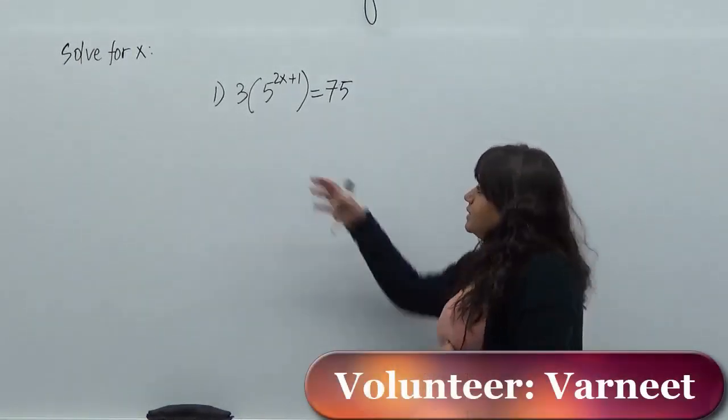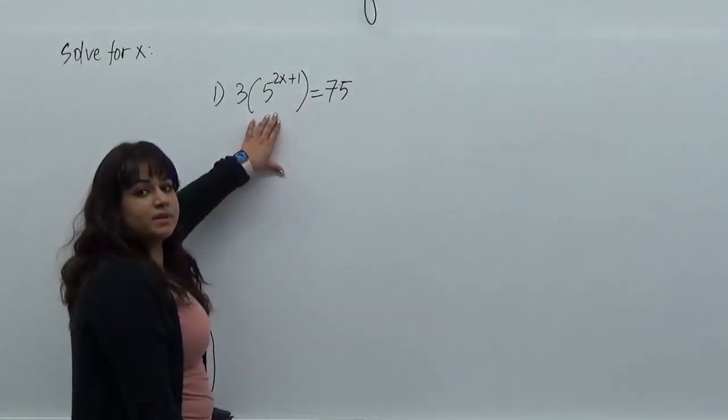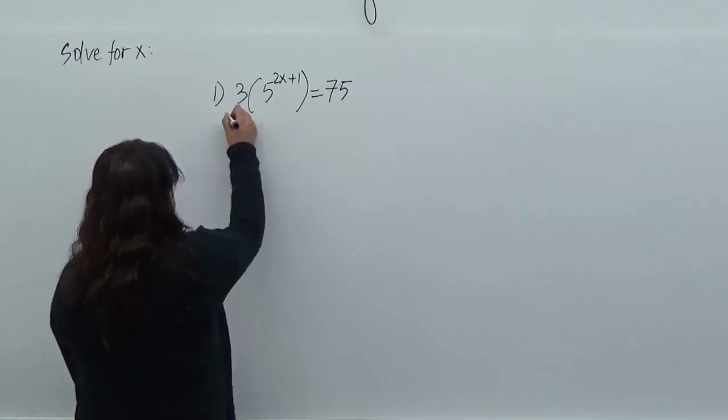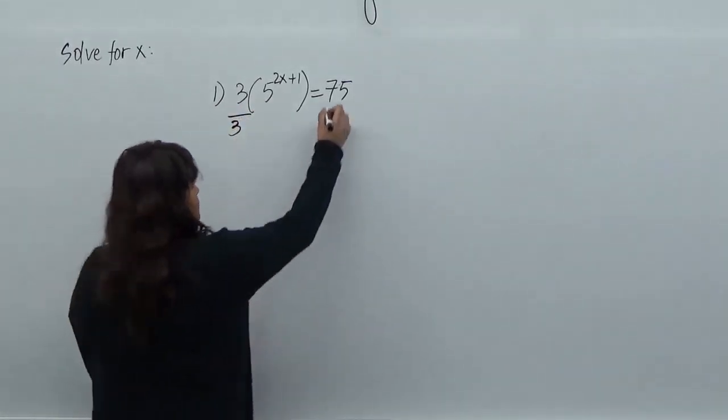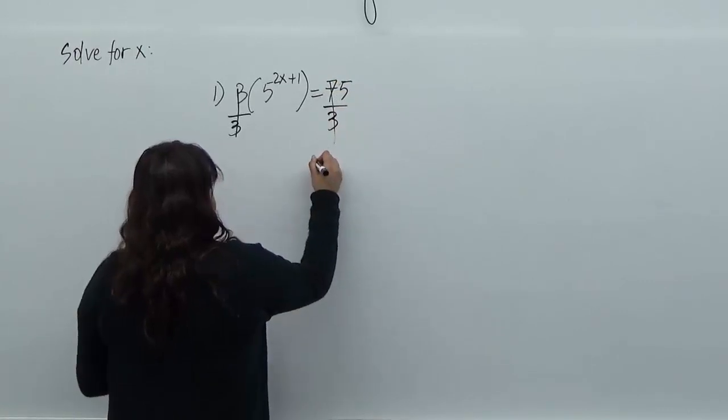As you can see, this is an exponent problem. So we want to have our base 5 to the 2x plus 1 by itself. So I'm just going to divide by 3 on both sides. This side cancels out, and this leaves me with 25.